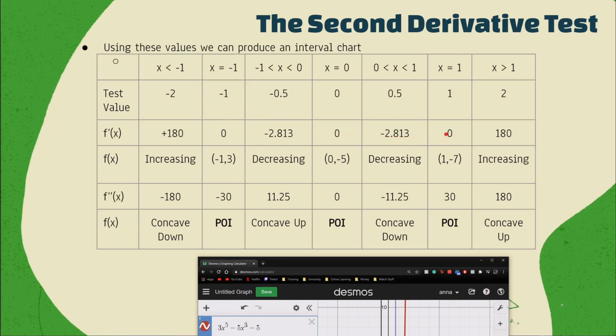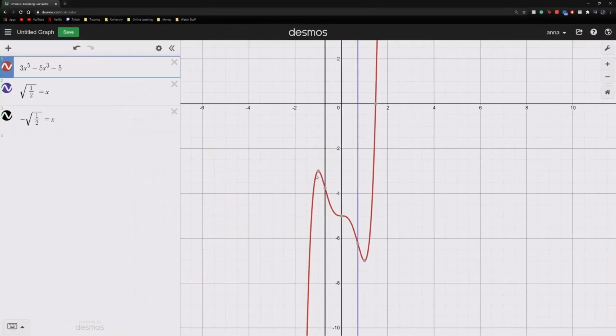If we wanted to find the key points, we had (-1, 3), (1, -7), and (0, -5). So if we look at these points, you could see that we found them correctly. So now we can actually construct any type of function, well, polynomial function for now, using these tests, which is what our next example will be.